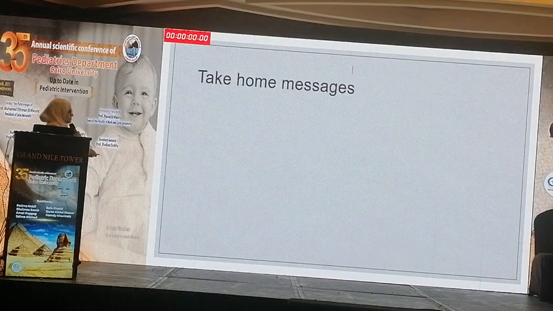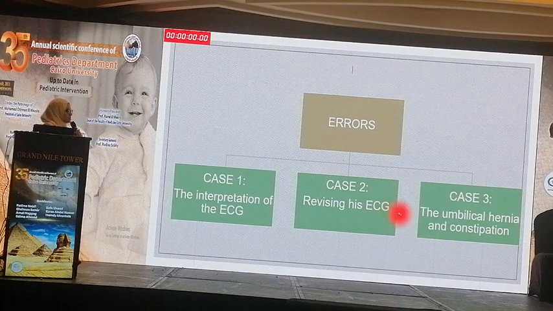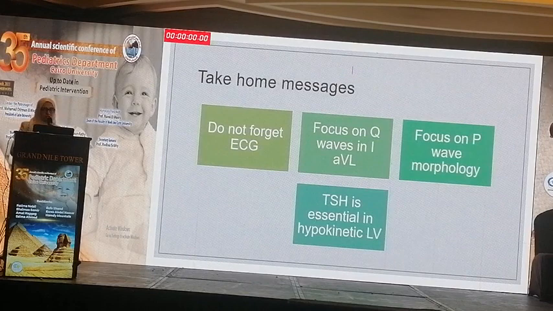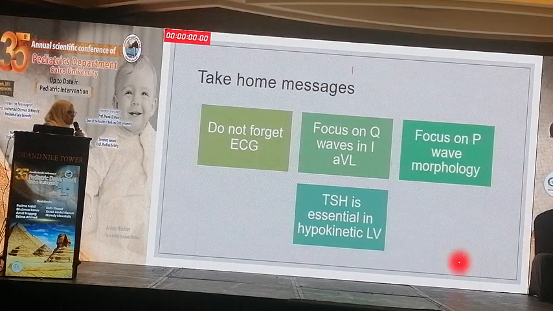The errors in case 1 were the interpretation of the ECG, in case 2 revising the ECG, and in case 3 the umbilical hernia and constipation, which are a clue for hypothyroidism. Take home message: in a patient diagnosed with dilated cardiomyopathy, a 12-lead ECG is mandatory. Don't forget the ECG. Focus on Q waves in lead 1 and aVL. Focus on P wave morphology as in case 2, and in any hypokinetic LV, thyroid profile is essential.